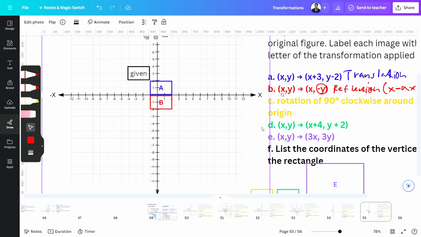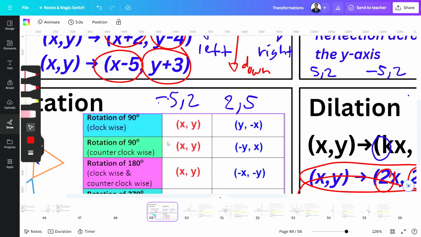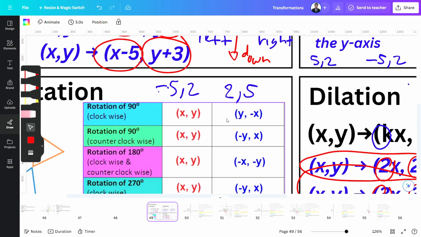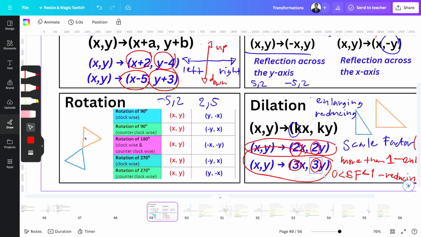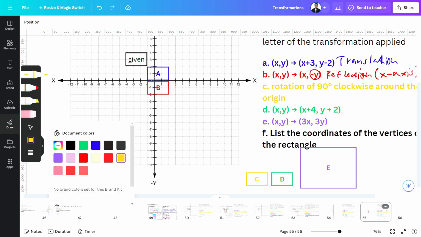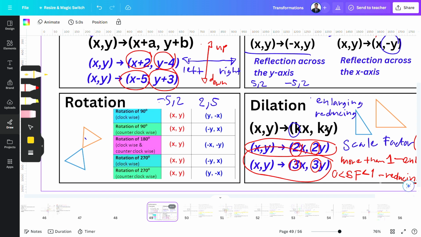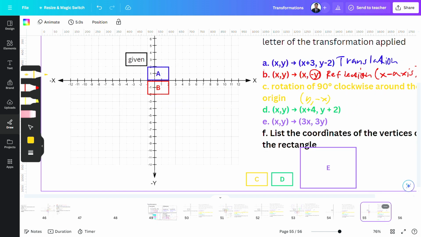Now, let's do the rotation of 90 degrees clockwise. Let's check first the rule. So, again, the rule for 90 degrees clockwise is what? It's going to be y comma x. Okay, I will put the rule here. The rule is y comma negative x. Let me check again. So y comma negative x. Okay, there you go.